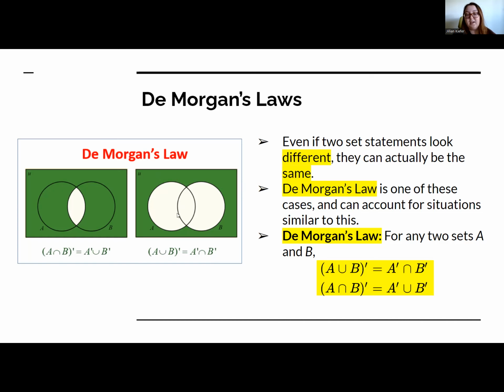It gives you a better idea. Maybe you found one thing and you can match it better than the other. But De Morgan's Law is an example where two set statements that look different are actually the same.